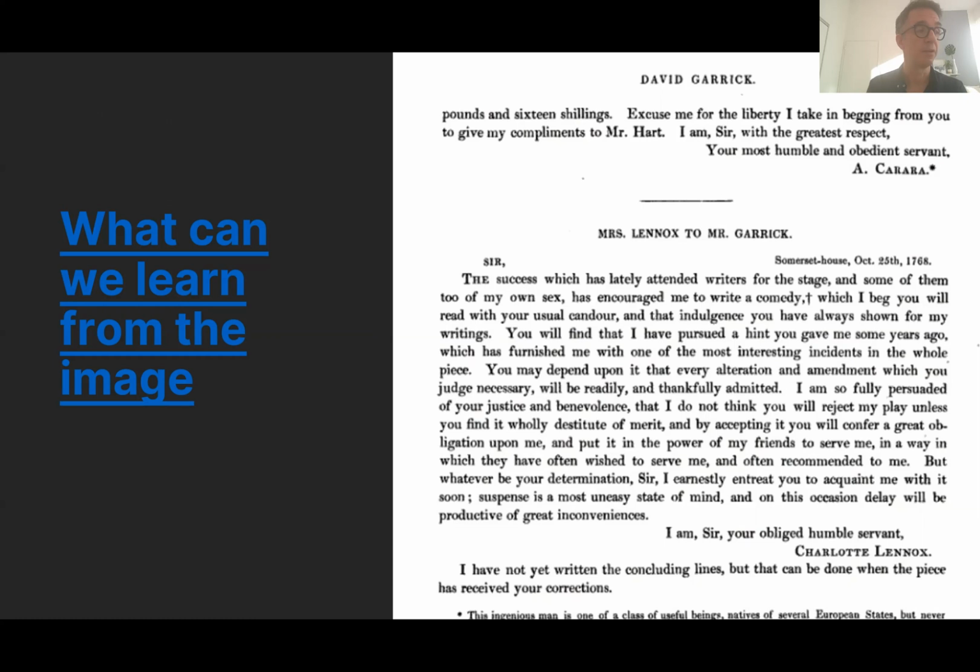So we have a real tension there on that previous page, one between Wheatley as an enslaved person and Wheatley as somebody who's a poet who's seeking out patrons.